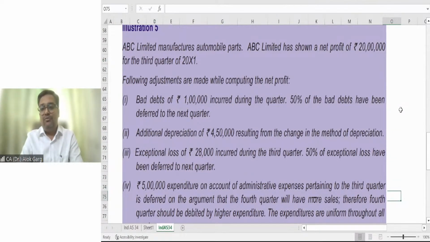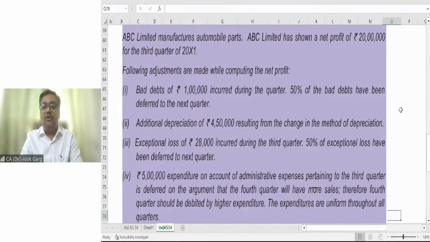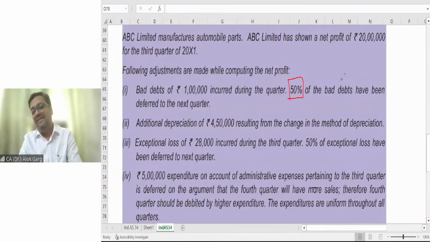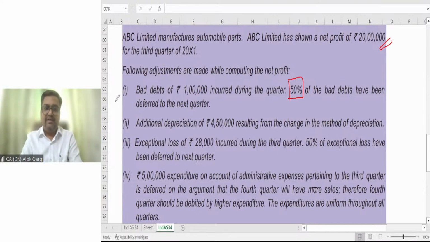So what to do in this case? In this case, the entire loss of 1 lakh has to be taken in the third quarter itself. The company has already taken 50%. The remaining 50% is again required to be taken in Q3 itself. So with this 50,000 rupees bad debt, the net profit will get reduced. It will be 19 lakh 50,000 only with this transaction, right?